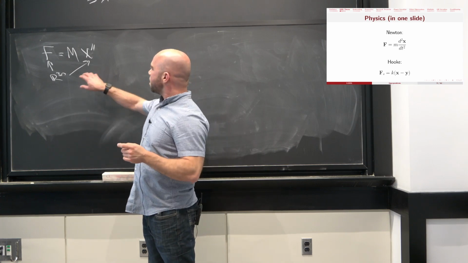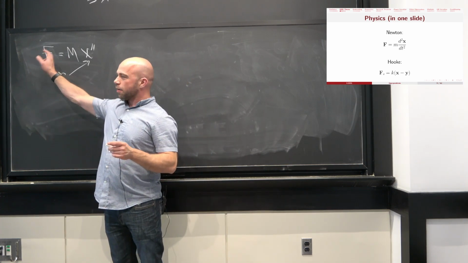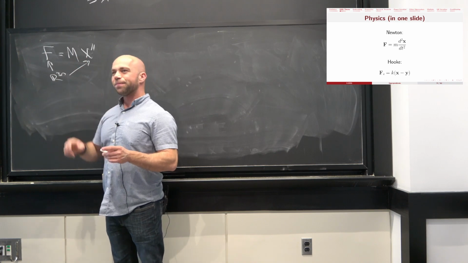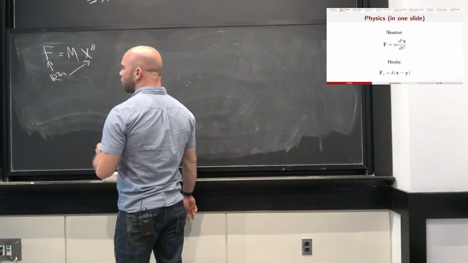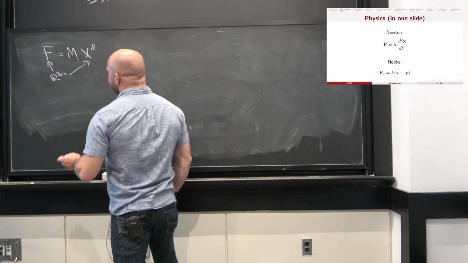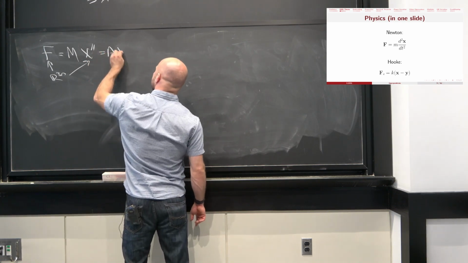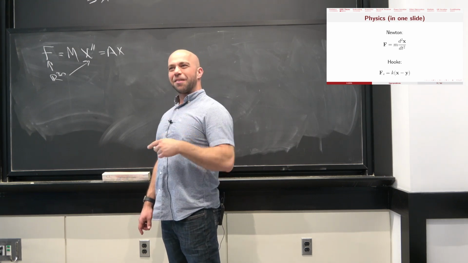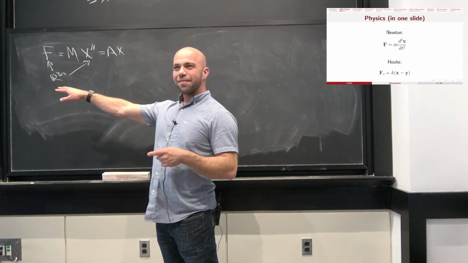Notice, by the way, that the forces are linear in terms of the positions. It's just some matrix times x. So in this particular case, F is equal to A times x, where A is subtracting positions of particles. That's what Hooke's law does.